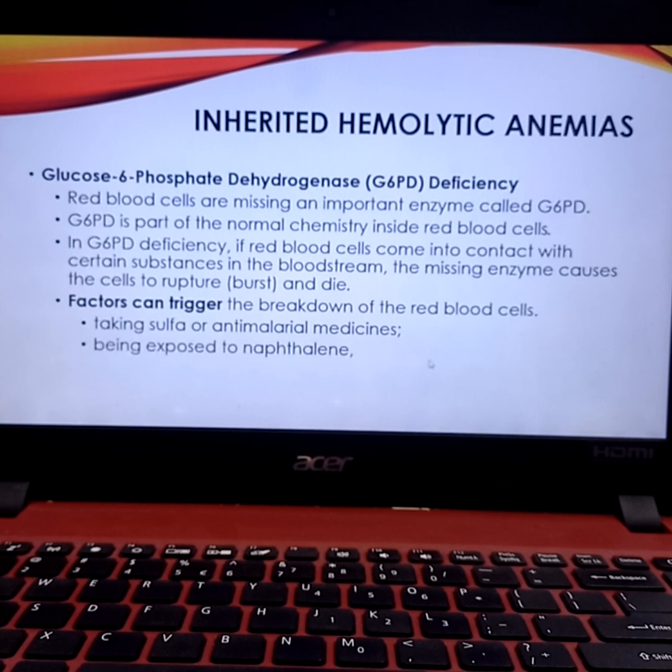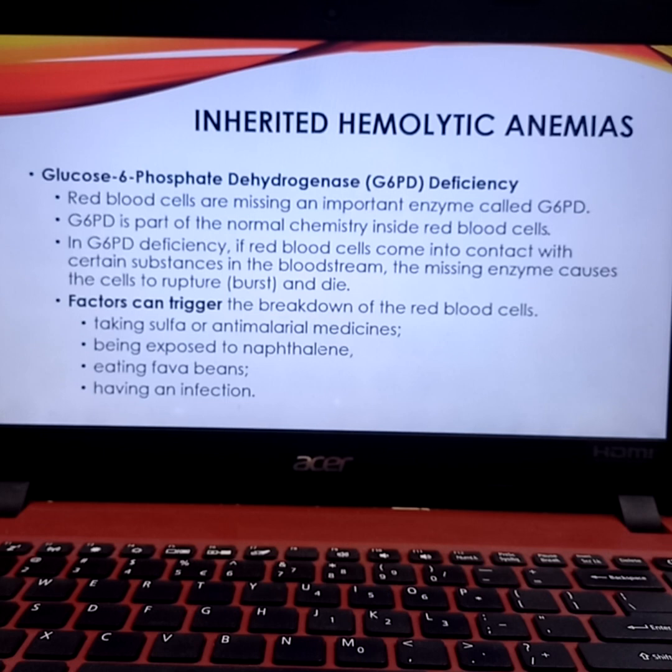Another one is being exposed to naphthalene. If you're familiar, naphthalene or your naphthalene balls are those white marble-like materials that we put in the drawer to prevent our clothes from being destroyed by cockroaches. Okay, so naphthalene balls. What else? Eating fava beans can also be contraindicated. And having an infection is another contraindication.